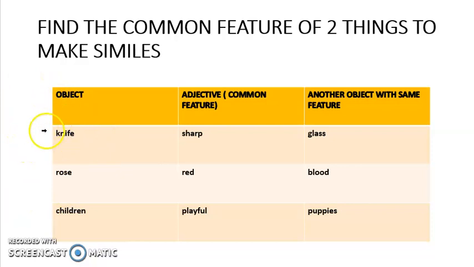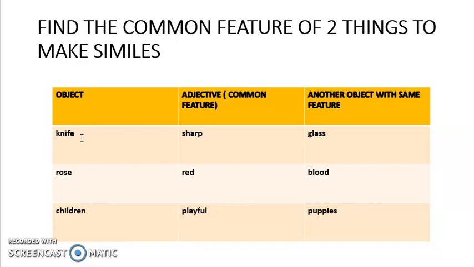Over here the first object I have chosen is a knife. Now we know that knives are sharp, isn't it? We know that knives are sharp. Now give me another object that is sharp. Yes, you can say glass, right? Broken glass is also sharp. So how can I make a simile here? I can say the knife is as sharp as broken glass. That is, I have made a simile.